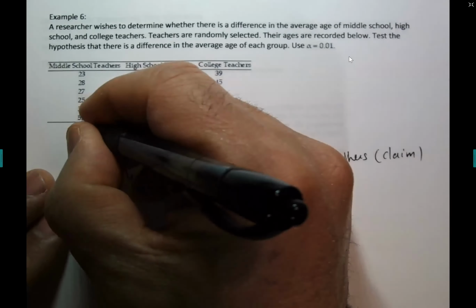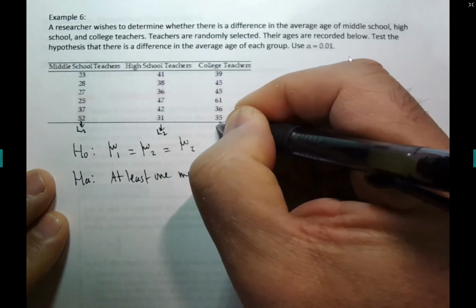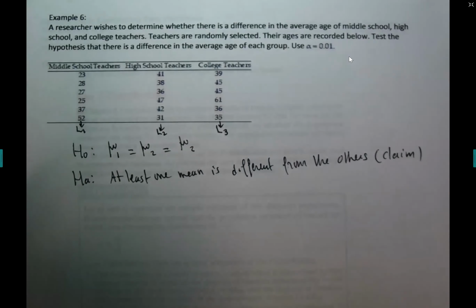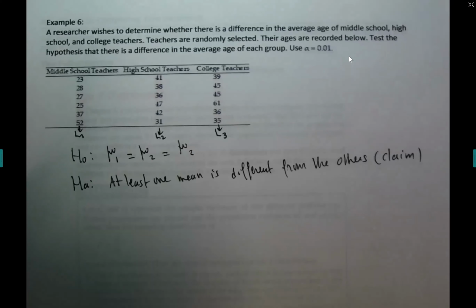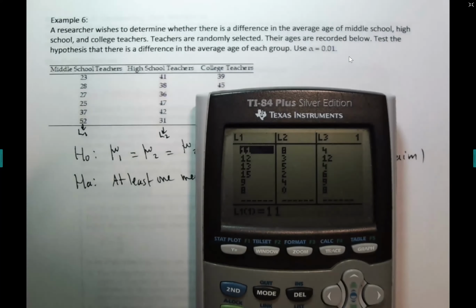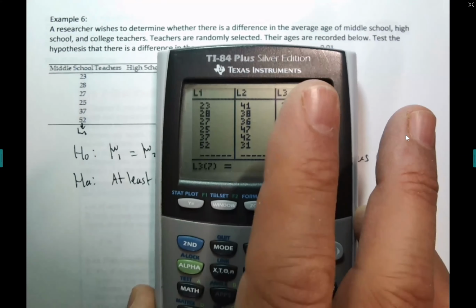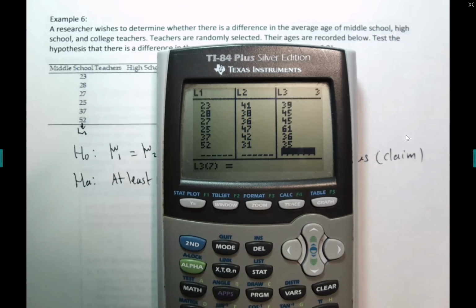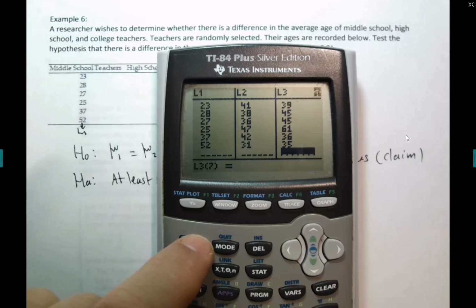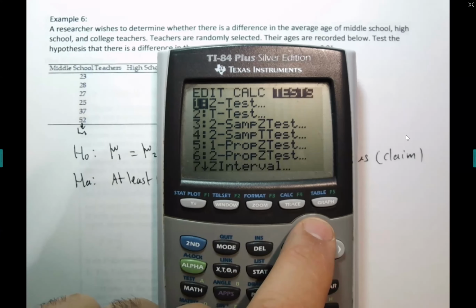Okay, this is going to go to L1, L2, and L3. So we're going to check if the ages are the same. So let's put the data in L1, L2, L3. So we put the data from the middle school, high school, and college teachers in L1, L2, L3, and now we're going to perform the ANOVA test. So I'm going to quit, stat, clear, stat, test. Scroll up, guys. ANOVA.